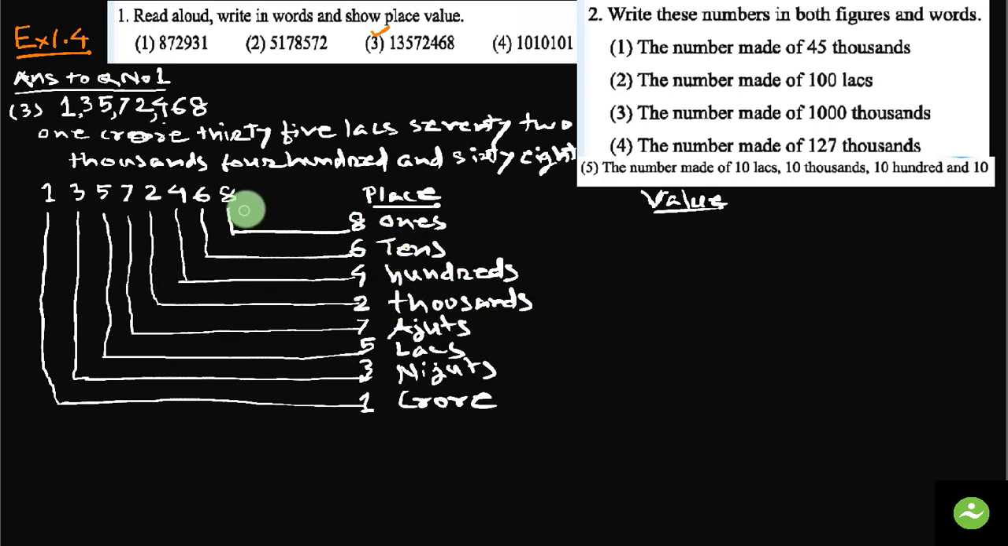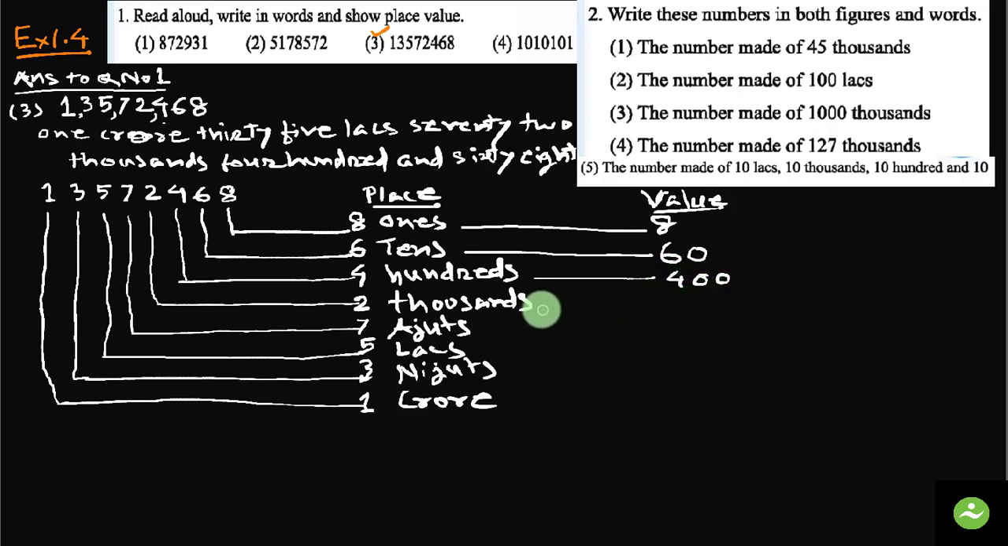Now, value. How much is the value of this digit, number 8? It's on 1s. So, 8 into 1, the value is 8. Now, 10s, the 6: 6 into 10, 60. 4 is on hundreds: 4 into 100, 400. 2000. Seven is on ojuts. Ojut means 10,000, so the value of seven is 7 into 10,000, 70,000.